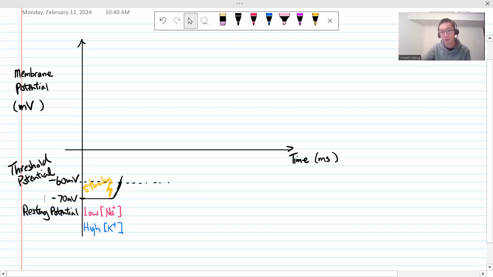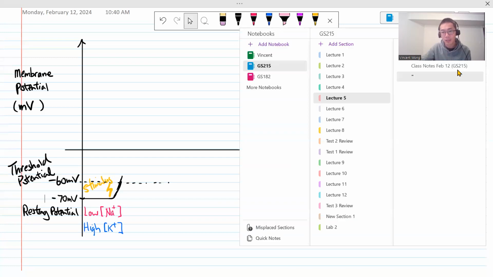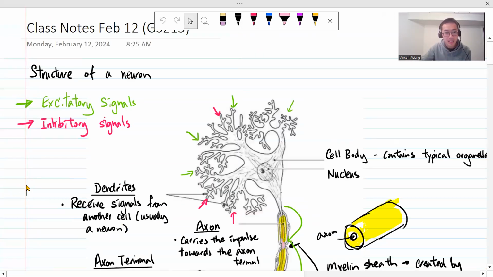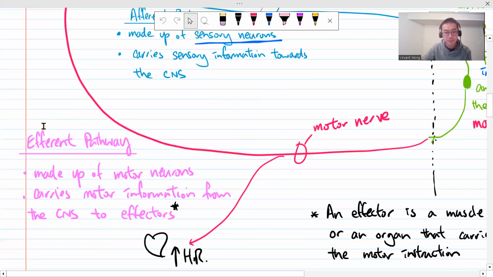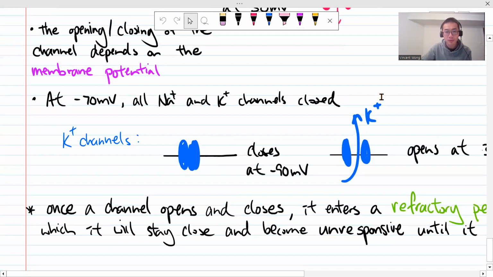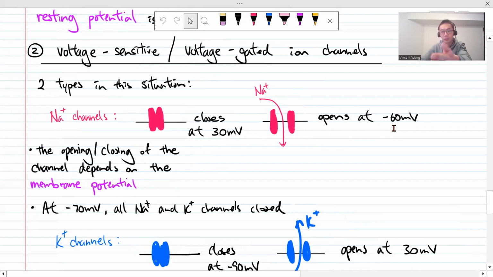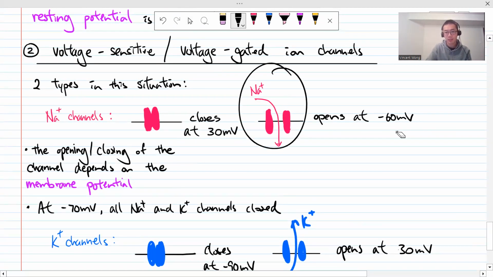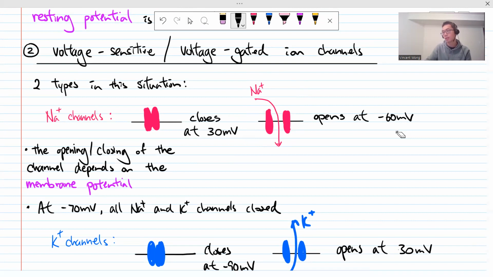So what's happening at minus 60? Let's go back to our note. At minus 60, if you recall, that is the opening voltage for sodium. That's right. Up to this point, they all had been closed, right? But now we are at minus 60, and I'll tell you how we get to minus 60 later on. Once we get to minus 60, they are going to open.